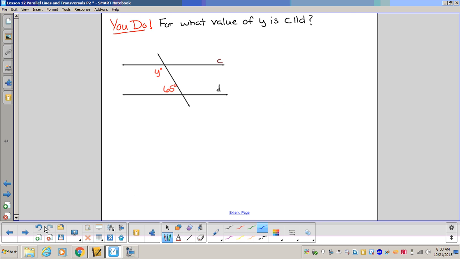So I have one question for you to do. It's a little bit simpler than the ones we've done. Just find the measure of angle y that makes C parallel to D.